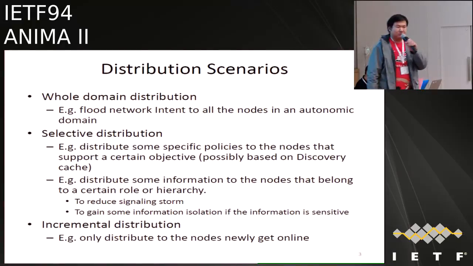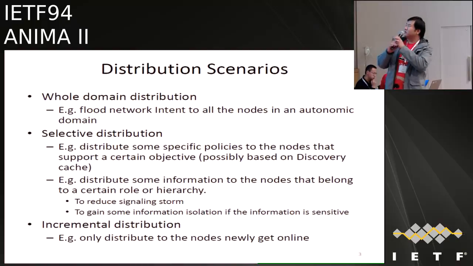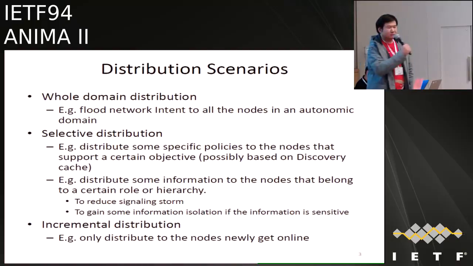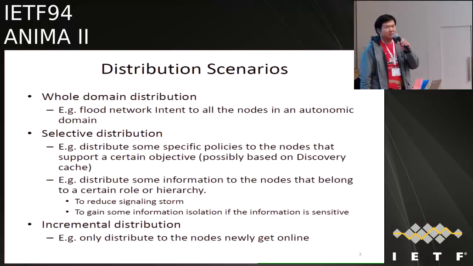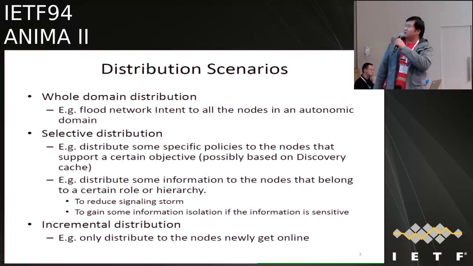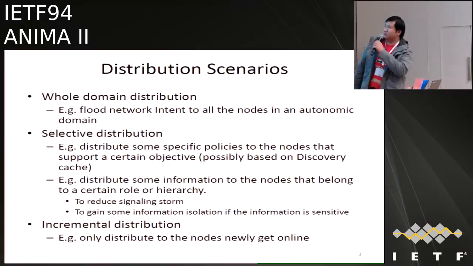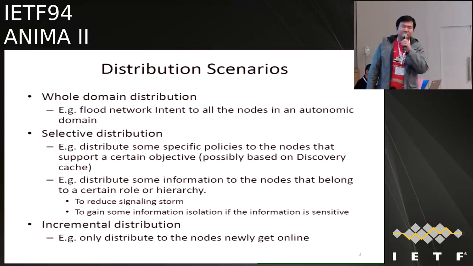Here we listed 2 possible scenarios of selective distribution. One is that we can distribute some specific policies to the autonomic nodes that support a certain objective. And this could be done possibly according to the discovery results, which are cached in the autonomic nodes.